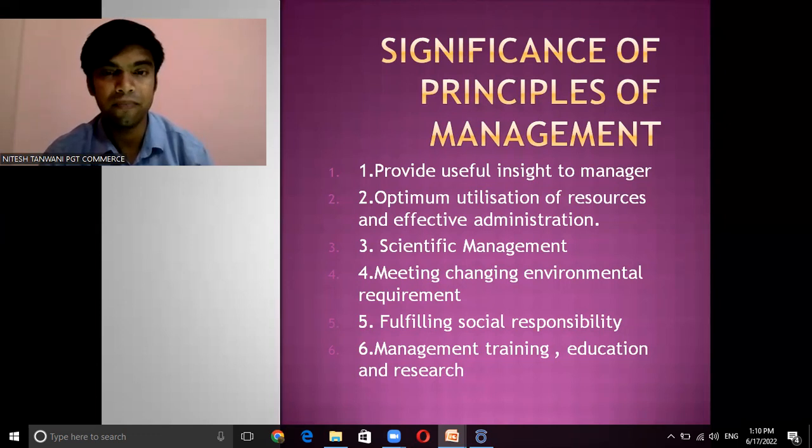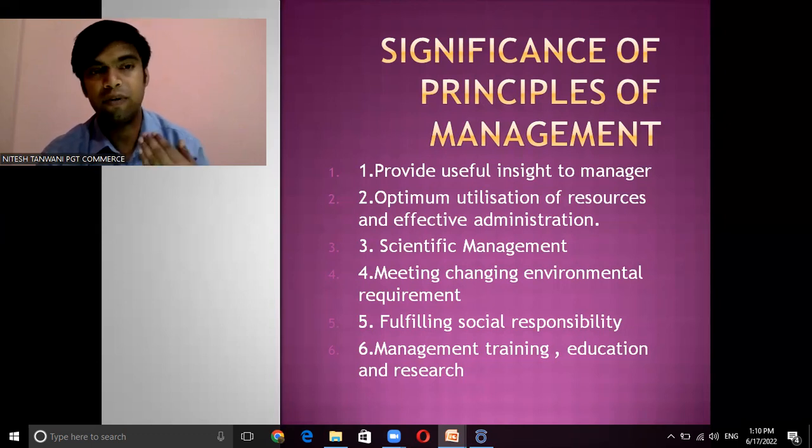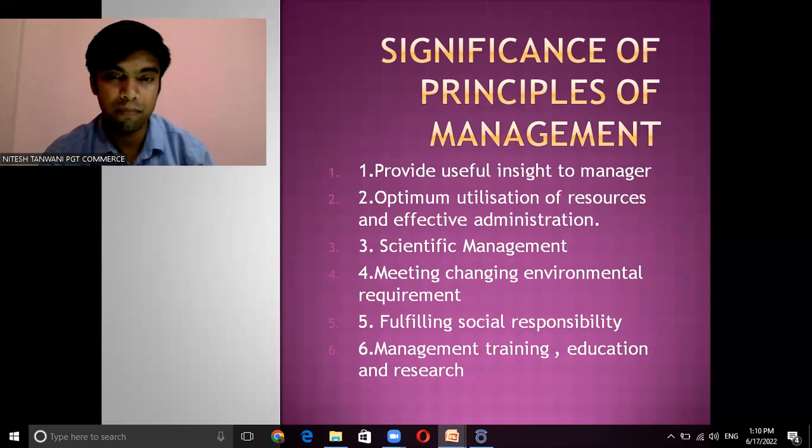It helps the manager. Third point is scientific management. Scientific management means logically working with the output they will get from there, with the logic they apply in any decision in the management process by the manager. Fourth point, meeting changing environmental requirements. These principles are very much required in a changing environment. Whatever changes in the environment, these principles change accordingly, and managers perform their work and tasks accordingly.